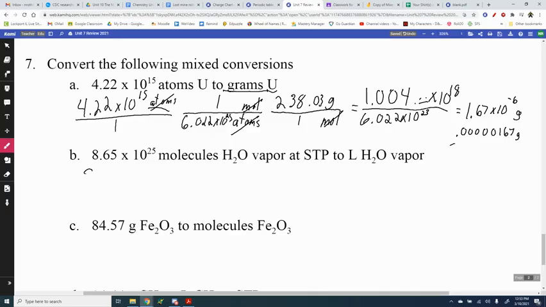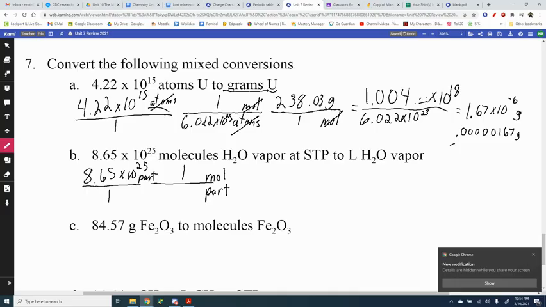So we start off with our given, 8.65 times 10 to the 25th over 1. We do our conversion factor. Oh, and I forgot to put units. Bad Roth. Molecules, so that's going to be particles. Okay, so we put particles on the bottom so that it cancels out. Our first conversion factor is always to moles, unless we start with moles, which we are not. So we put moles there.